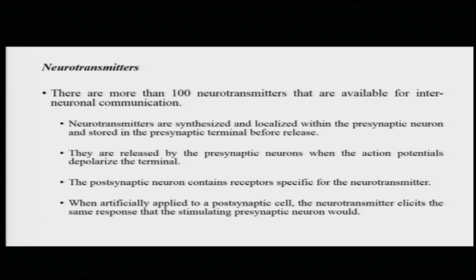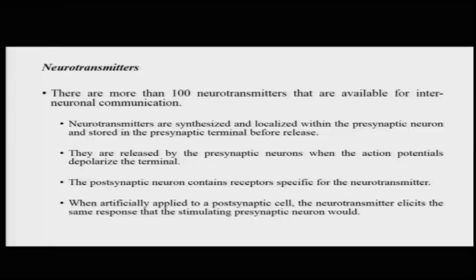The postsynaptic neuron typically contains receptors which are specific for each kind of neurotransmitter. So, it is not the case that any receptor on the postsynaptic neuron can receive any neurotransmitter being released by the presynaptic neuron. There are specific kinds of receptors for specific kinds of neurotransmitters. Now, this is interesting in the sense that whenever neurotransmitters are artificially applied to the postsynaptic cell, they can elicit the same response that stimulating the presynaptic neuron would have.